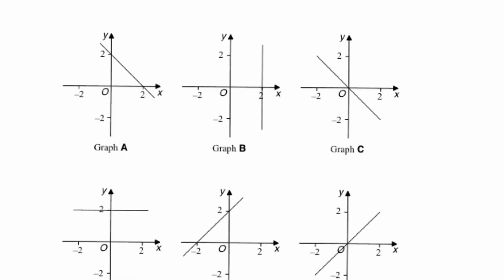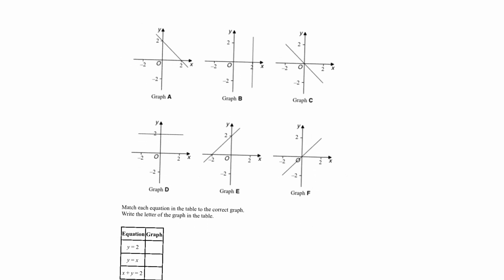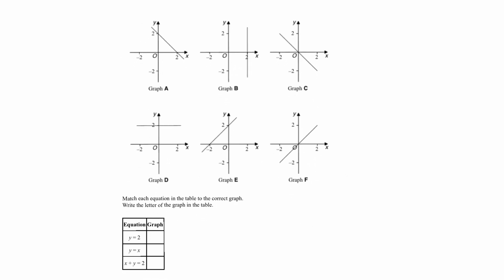Okay, it's given us 6 graphs and it wants us to match certain equations with the graph numbers. Let's look at the first one. If it says y equals 2, any y equals graph means it's going to be a horizontal line that intersects the y-axis. So it would be the one in part D because it's intersecting the y-axis at 2, and that means that at any point on that line, the x value will change, but the y value will always be 2. So it'll be D.